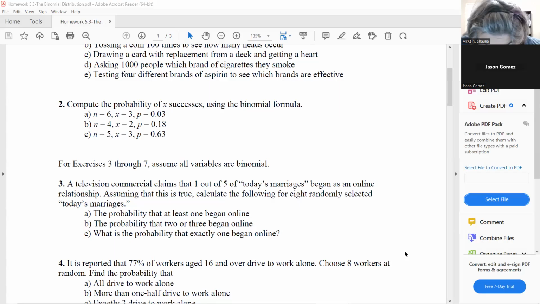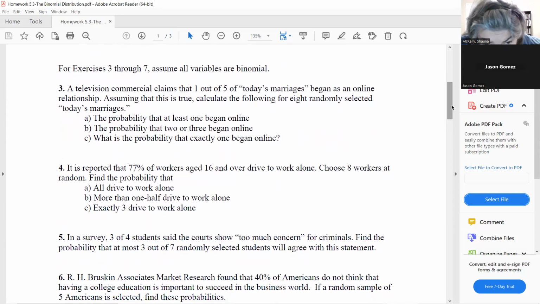So are we ready for number 4 now? Yes. Okay, cool. All right, let's look at number 4. It is reported that 77% of workers age 16 and over drive to work alone. Choose 8 workers at random and find the probability that. So always identify your P and your N. So what is my P here? P is 77%. Right. P is 0.77. How many N do I have?